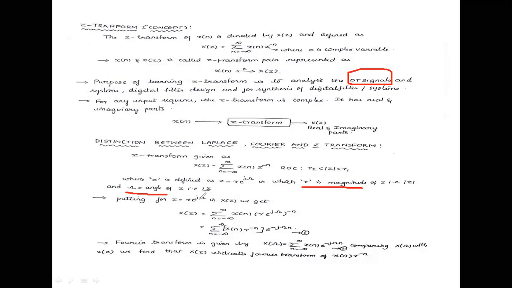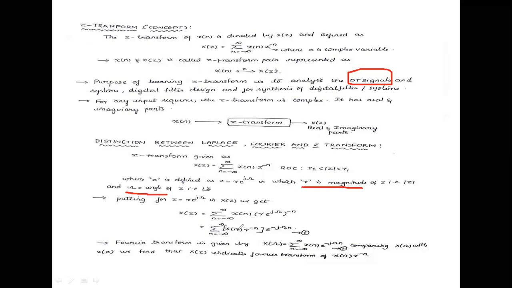And z is equal to r e power j omega. You can substitute this in the definition of the Z transform: sum of n from minus infinity to infinity of x of n r into e power j omega, to the power minus n. The z I replace with e power j omega.